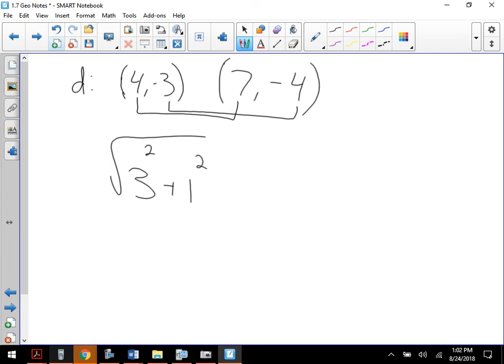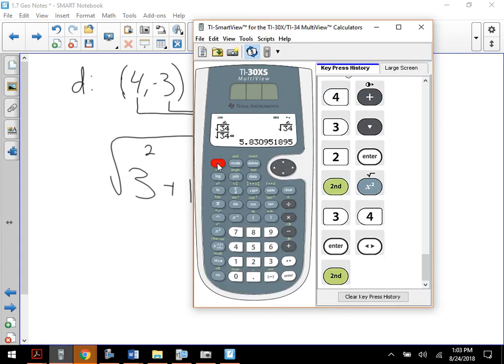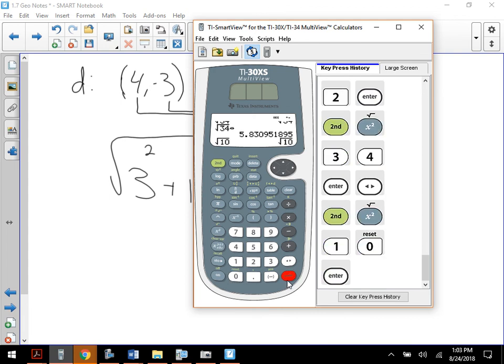What's 3 squared? 9. Hey, very good. What's 1 squared? What's 9 plus 1? And according to your calculator, the square root of 10 equals the square root of 10. Or it'll give you a decimal equivalent of like 3.2-ish or something. Okay. Again, all I'm doing. 3.16, sorry.